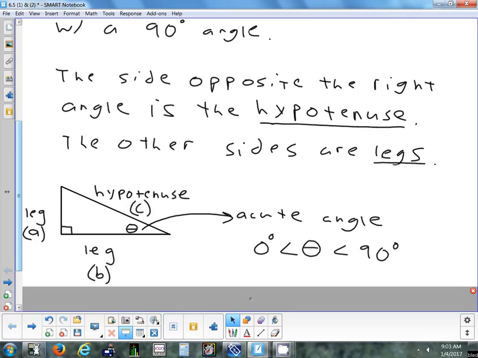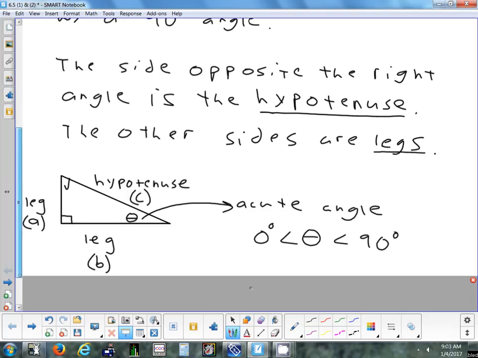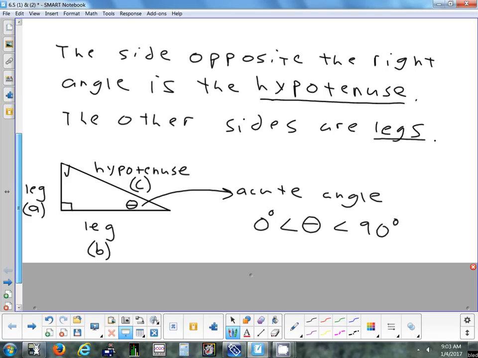This Greek letter, theta, we've talked about the different Greek letters. Theta is just used to represent the angle. And I've said right here that this angle is always between 0 and 90. How come I know that? So is this one up here. But why? All the angles in a triangle add up to 180, and if it's 90, then it's not a triangle, it would be a different shape. If it's 0, then you can't add up to 180 degrees.